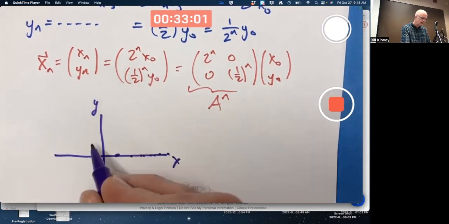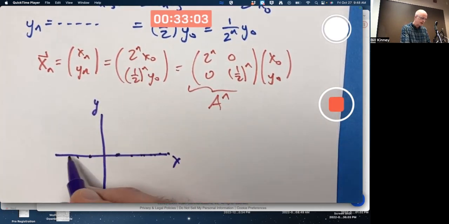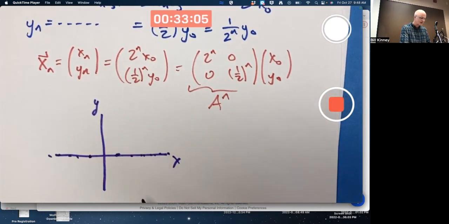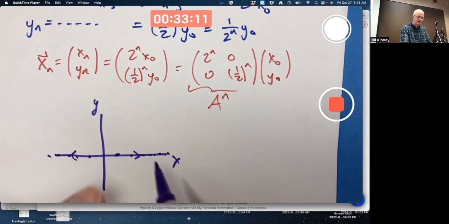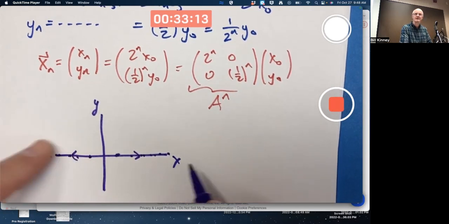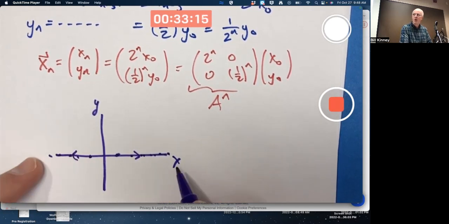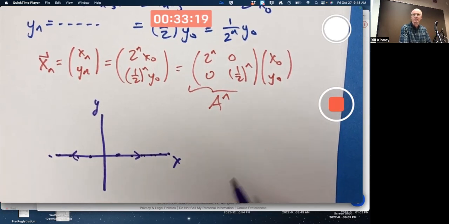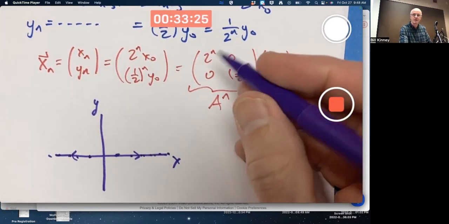If x naught were negative, you're still growing off to infinity. Should I draw arrows? Well, you could, but realize that it's not a parametric curve, it's a sequence, discrete points. But the arrows do remind you that they're going off to infinity. But something different happens along the y-axis than with the differential equation.